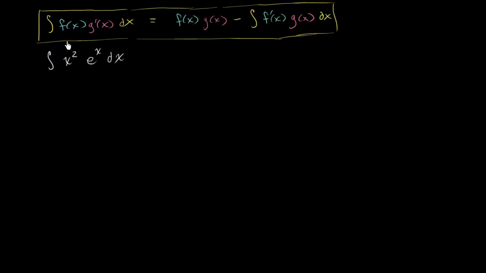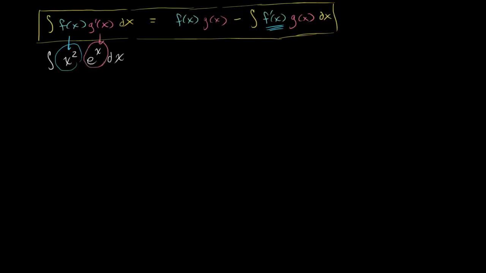So let's assign f of x to be equal to x squared. And we want that one to be the one where if I take the derivative, it becomes simpler, because I'm going to have to take the derivative of f of x in the integration by parts formula. And let's assign g prime of x to be equal to e to the x, because later I'm going to have to take its antiderivative, and the antiderivative of e to the x is still just e to the x.